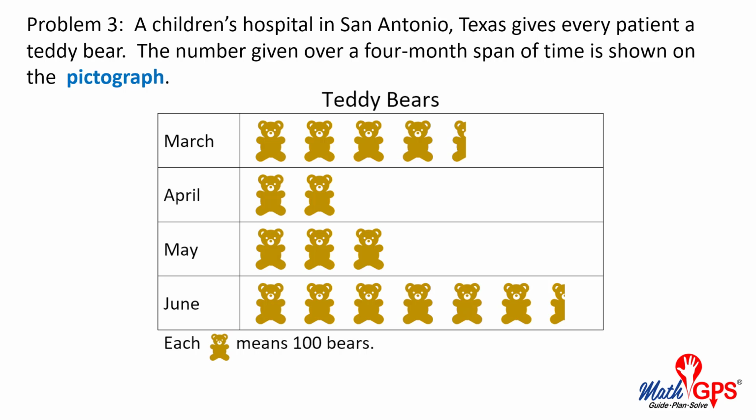Problem 3. A children's hospital in San Antonio, Texas gives every patient a teddy bear. The number given over a 4-month span of time is shown on the pictograph. According to the key, what does each picture represent? How many teddy bears were given away in March? In April? In May? In June?